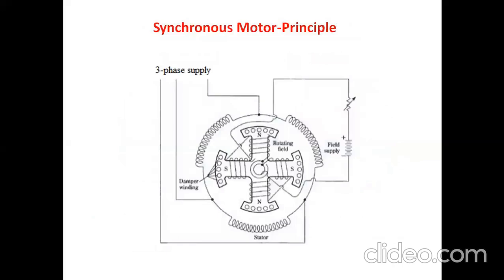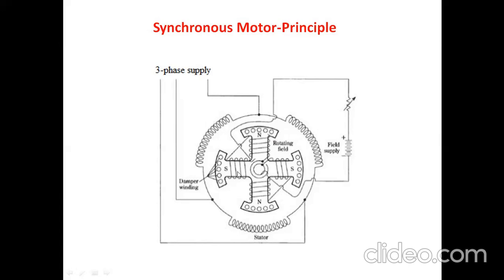Coming to the synchronous motor working principle, there are two main parts. The outer part is called the stator, to which you give a separate three-phase supply to energize it. The inner part is the rotor, which is an electromagnet, so we have to energize it with the help of a separate DC field excitation. By applying the three-phase external supply, the stator gets energized. Once the stator is energized, a rotating magnetic field is generated, and the RMF starts moving.